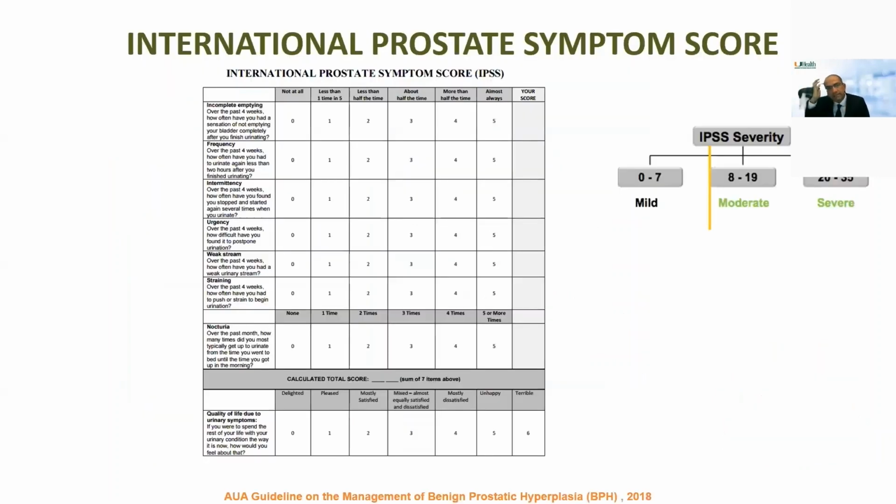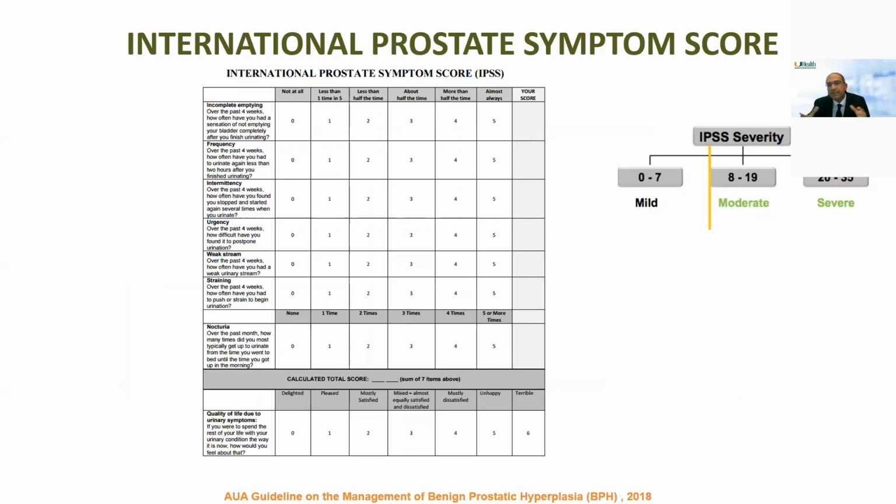So what is an IPSS score? The IPSS score is essentially the International Prostate Symptom Score, which has 7 components: incomplete emptying, frequency, intermittency, urgency, weak stream, straining, nocturia, all the symptoms which we saw as a part of lower urinary tract symptoms.